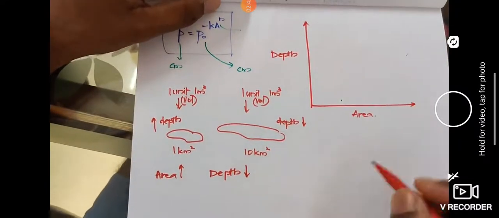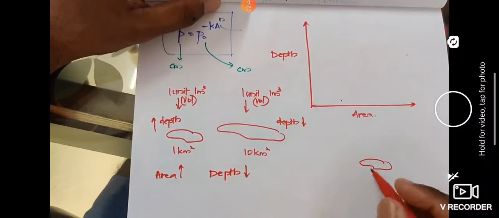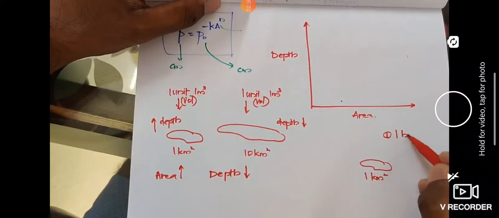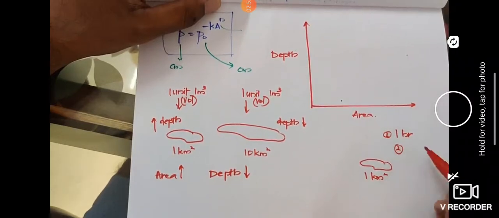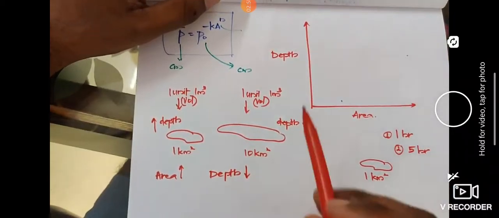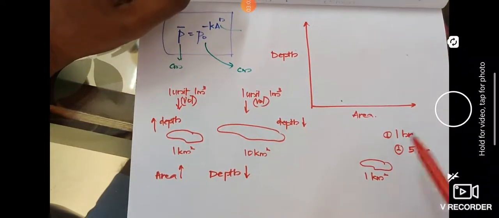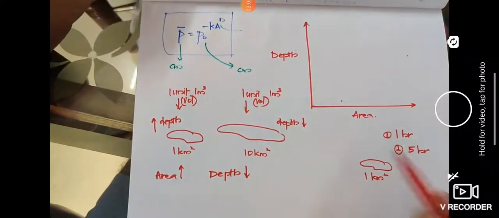Now the second condition. If I take the same area, say for example 1 square kilometer, two rainfall events are occurring. The first rainfall event is occurring for 1 hour. Then the next rainfall event is occurring for 5 hours. That means the duration is varying. So we have to find the variation of depth, area, and duration, isn't it? So what happens when the duration varies?